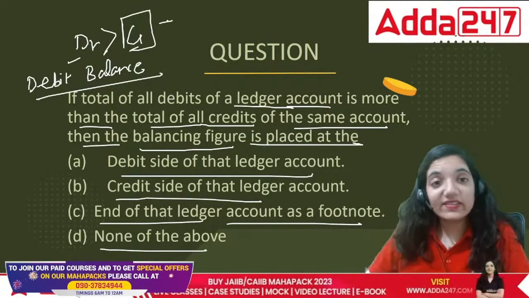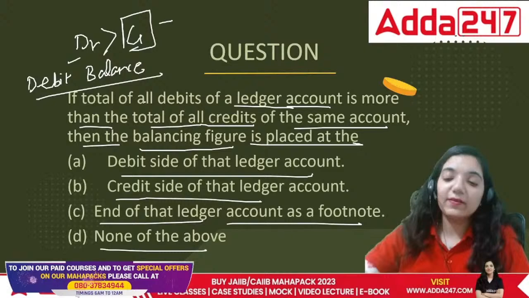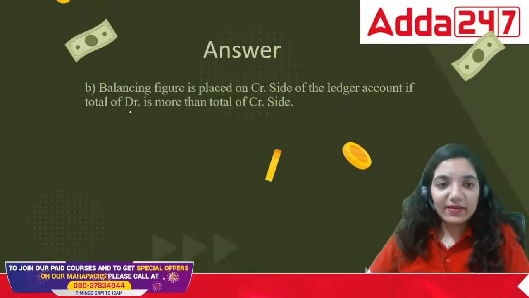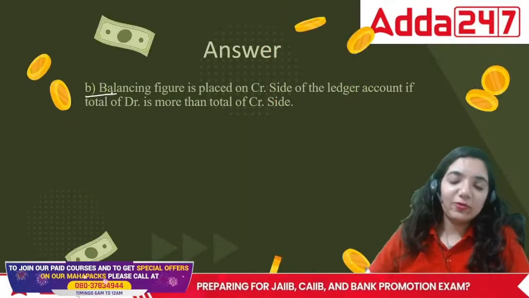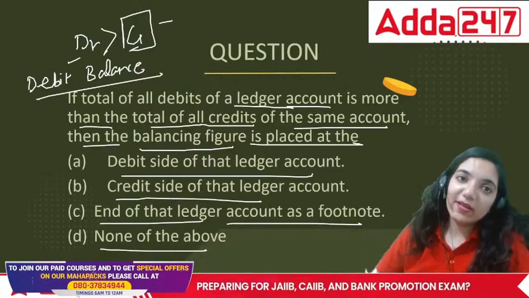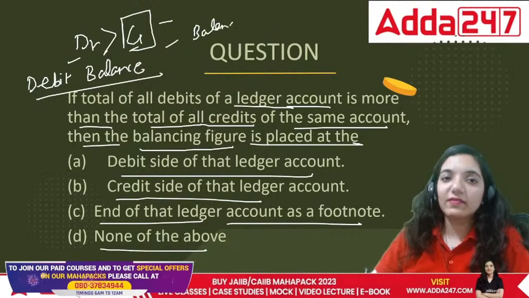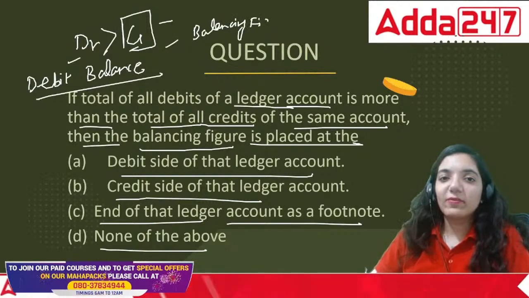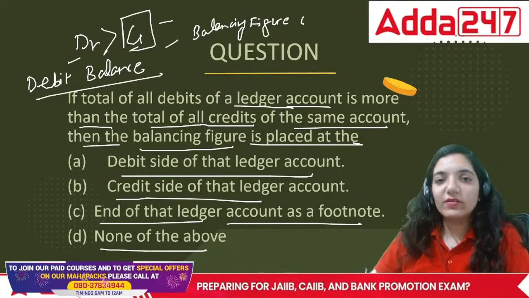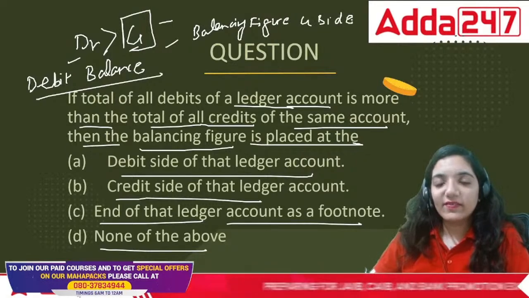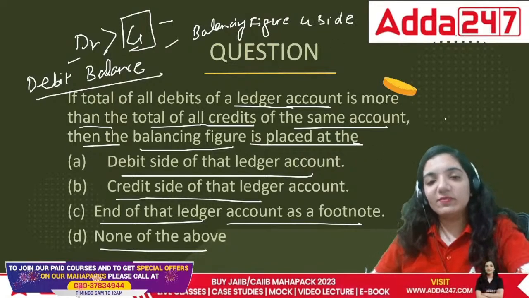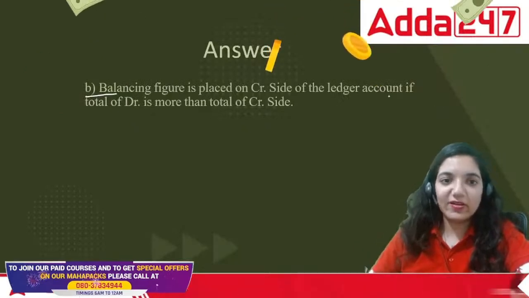So in this case, the correct answer would be B. That is, it would be called a debit balance, but the balancing figure will always be shown on the credit side. Let me show you how a particular ledger looks.